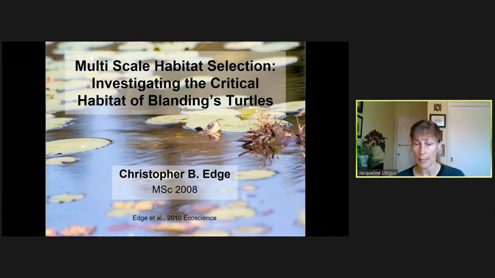He finished from the lab some time ago, but this is a good example of how ecological niche has been applied. So Chris used GIS to identify the critical habitats and resources for this federally threatened, or federally endangered, species. And as I said, it's a globally endangered species as well. So he looked at multi-scale habitat selection and investigated the critical habitat and resources for Blanding's turtles.